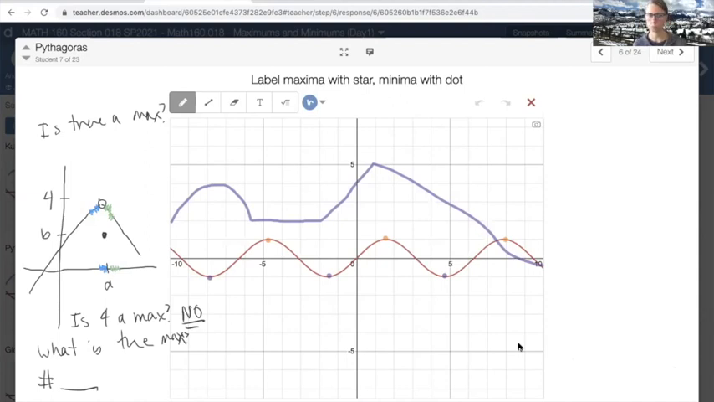So 4 doesn't work because the function doesn't reach 4. There's no value there. There's no input that gives us 4 as an output. And remember, the max is the f of p value. So this is what we're asking for. Is there an f of p?